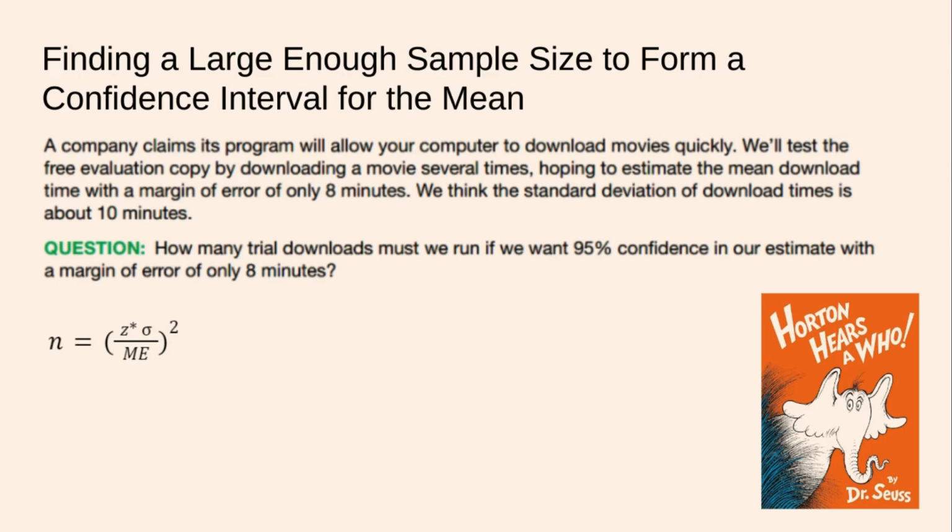So we have some substituting to do. If we want 95% confidence, that z-star value is going to be approximately 1.96. That's probably one that you memorized. We would say margin of error of only 8 minutes, so an 8 would go here, 1.96 would go here, and the standard deviation of download times is about 10 minutes. All right, very good. We got 10 minutes here.